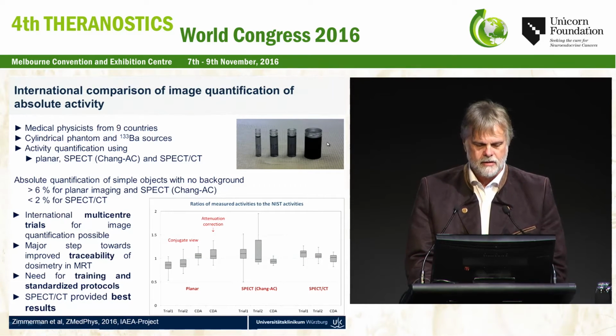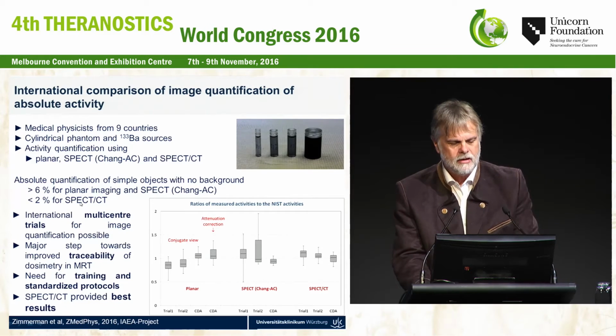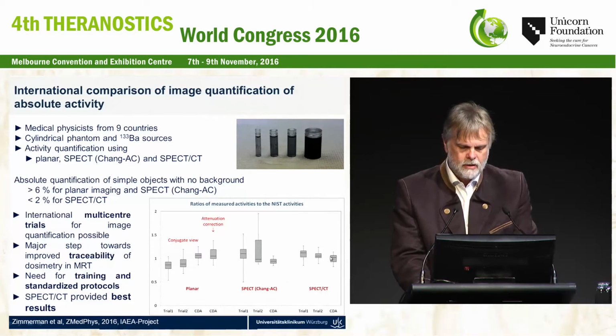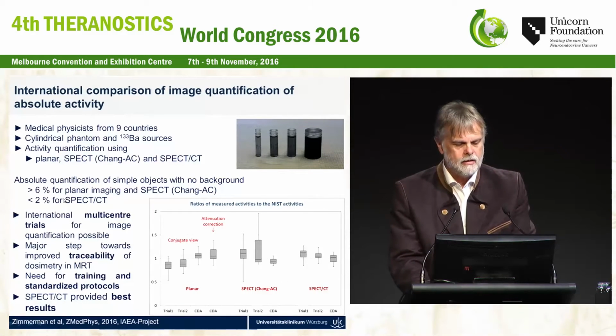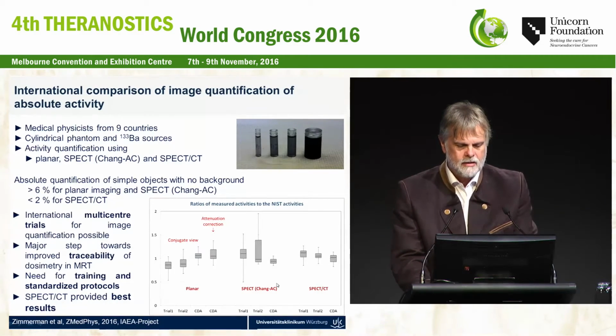So these were solid sources. With this, we could show that the activity in a very simple object with a centralized reading, that is the last point, the inaccuracy is lower than 2% for SPECT-CT. If you look at planar imaging, it's 6%, and you see a larger variability.